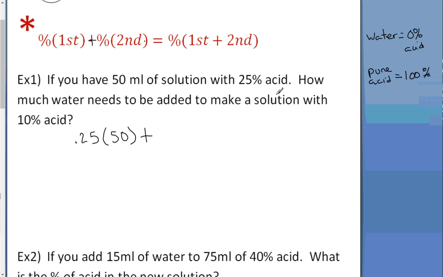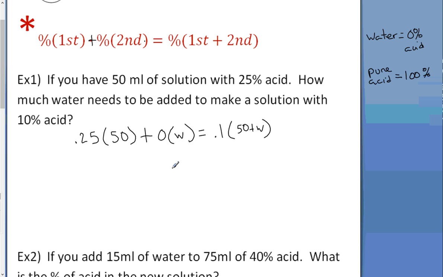All right? So we're adding water to this. Well, what percent of that water is acid? Well, 0% of the water. How much water? I don't know. Let's call it W. Right? 0% of W should equal the percentage of the first, there's the percentage of the first, plus the percentage of the second, there's the percentage of the second, equals the percentage, 10%, so 0.1, of the first, 50, plus the second, W.